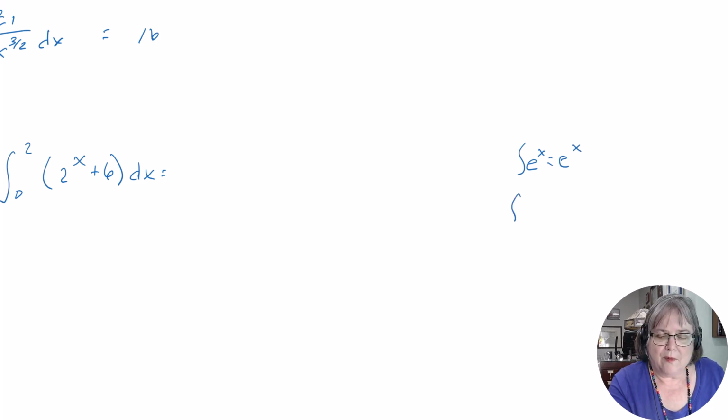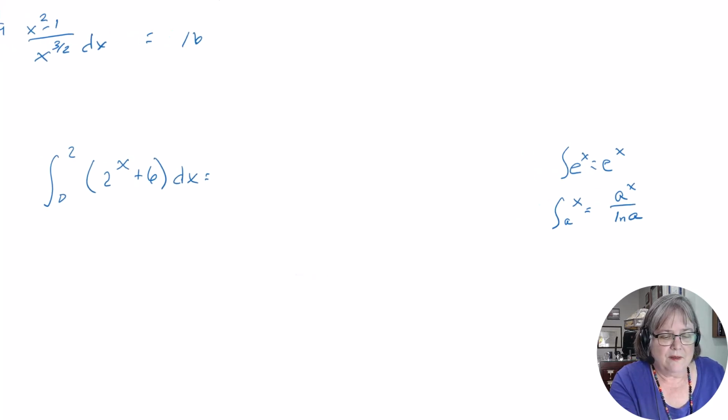But we had another one that says if you have some base besides e, and they call it some base a raised to some variable, then when you integrate it, you get a to the x over ln a. So here we go. I'm going to integrate 2 to the x. So that a is 2. So I'd have 2 to the x over ln 2 based on that little property plus 6x evaluated from 0 to 2.